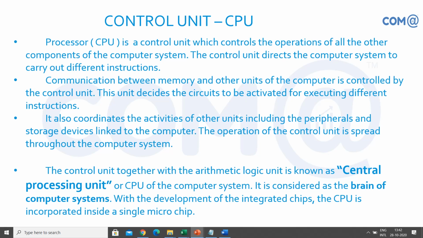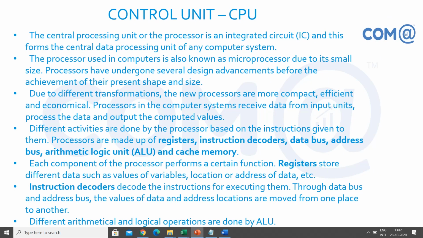Because of the advancements, a lot of things are integrated with the single CPU. This processing unit is a single IC, and this forms the central data processing unit of any computer. The processor used in a computer is also known as a microprocessor due to its smaller size. So we call it a processor or microprocessor because the size is very small. Earlier it was big. Now with the advancements in technology, I think the size is 2 inch by 2 inch, right? That much smaller it has become.